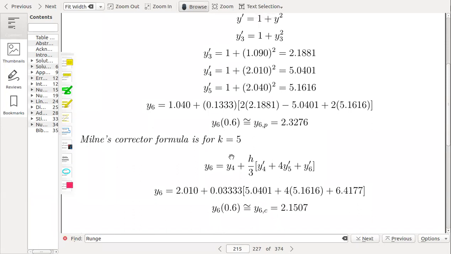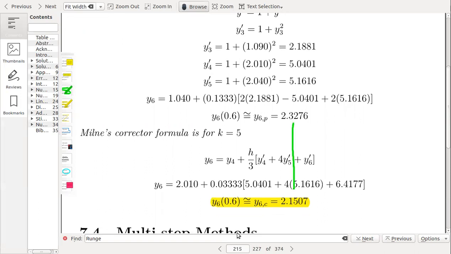Milne's corrector formula for k is equal to 5 can be written as y6 is equal to y4 plus h by 3, y4 prime plus 4 y5 prime plus y6 prime. So again, if we substitute the values, we will have the final value, which we call the corrected value. And again, there is a difference between these two values, the predicted value and the corrected value.